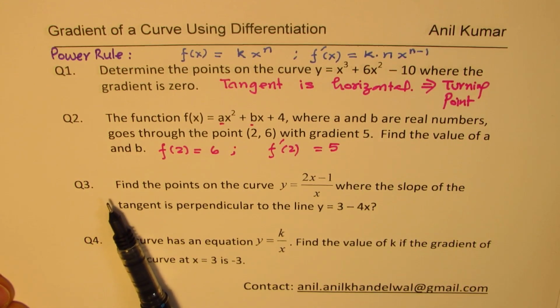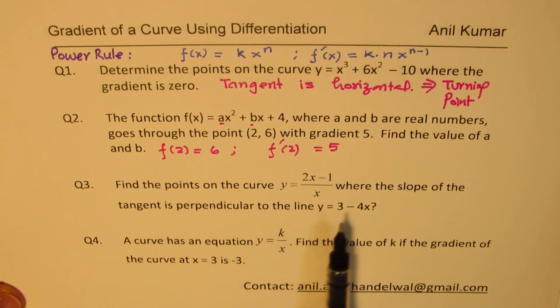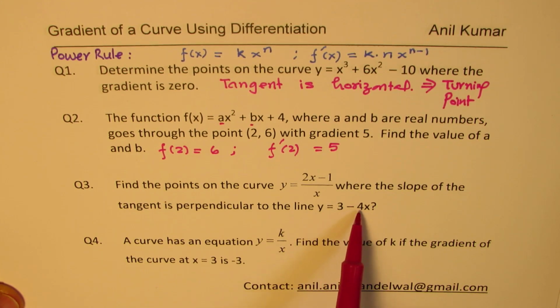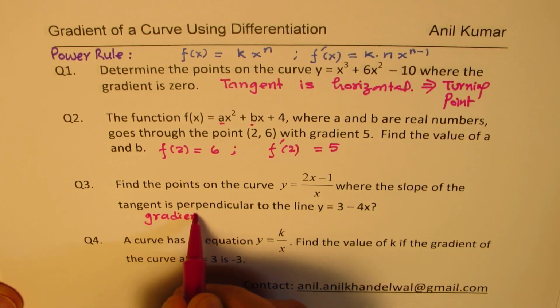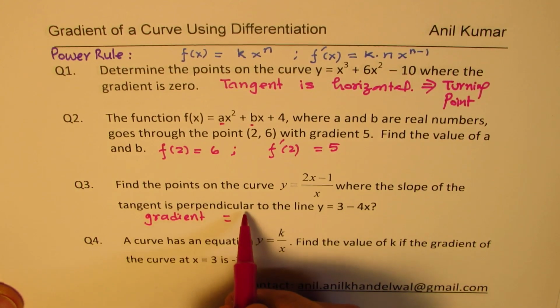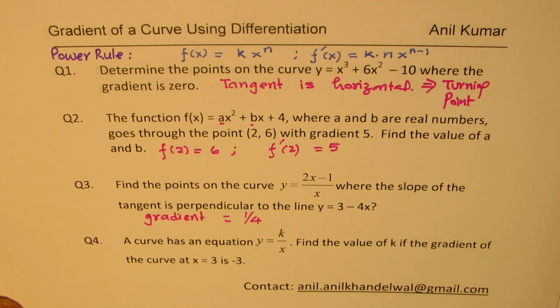Question number 3 here is, find the points on this curve where the slope of the tangent is perpendicular to y equals 3 minus 4x. So that means we are looking for where the gradient is equal to the negative reciprocal, or 1 over 4. Is it okay? So you have to find those points. Question number 4 here is, the curve has an equation y equals k over x. Find the value of k if the gradient of the curve at x equals 3 is minus 3. Correct? So these are four questions for you.